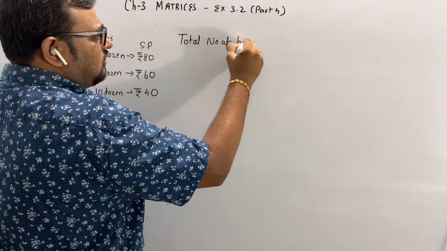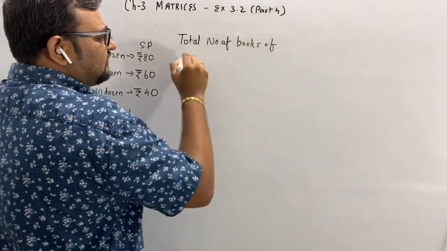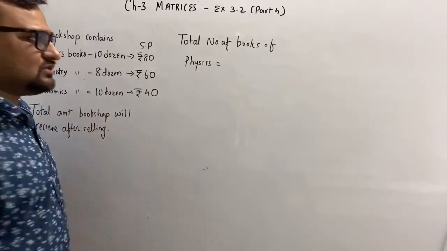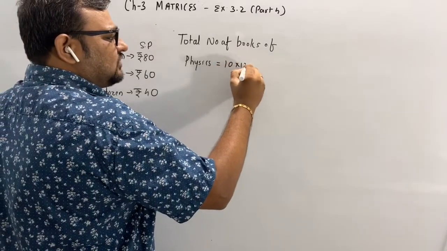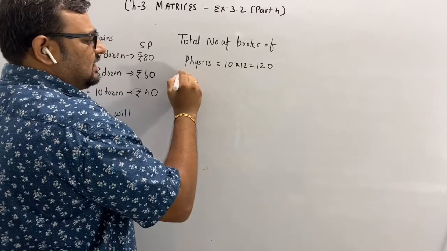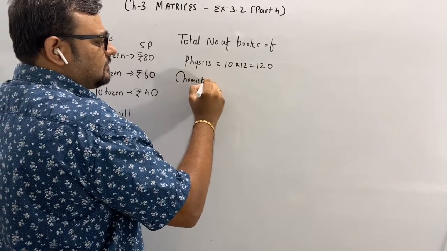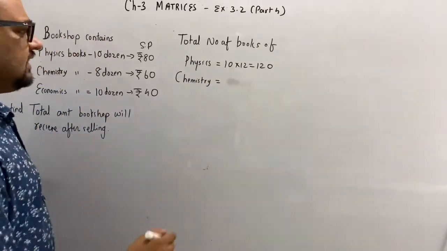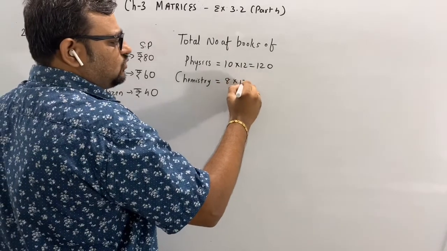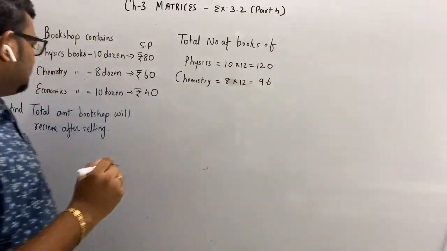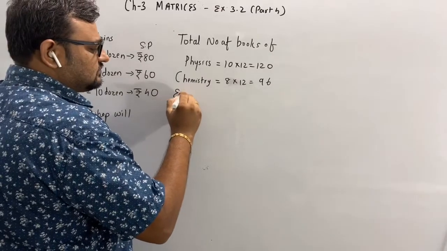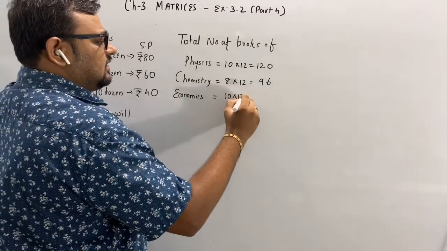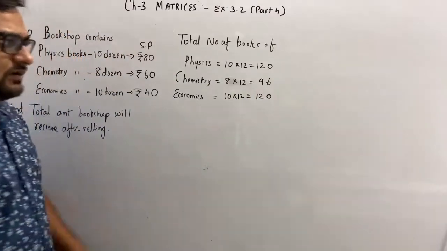Total number of books of physics. So it's 1 dozen means 12. So it's 10 dozen, 10 into 12, 120. Chemistry, okay, it's 8, right? So it's 8 into 12, 96. The third one is economics. That is 10 into 12, that is 120, right?